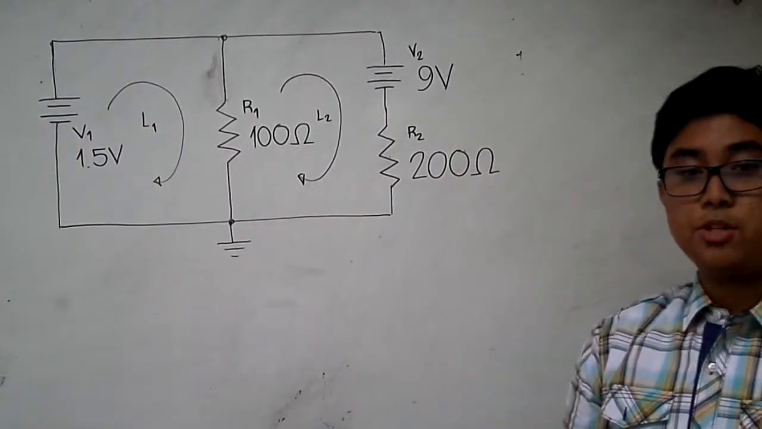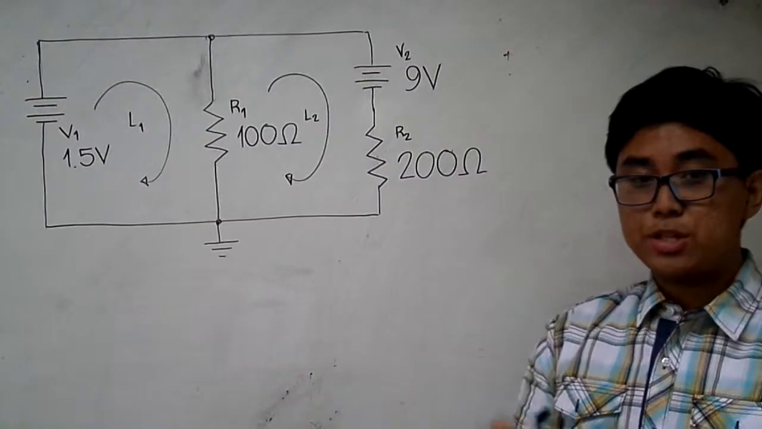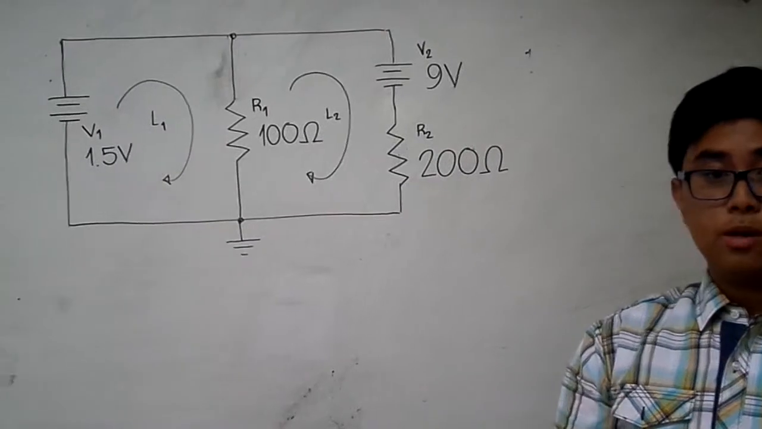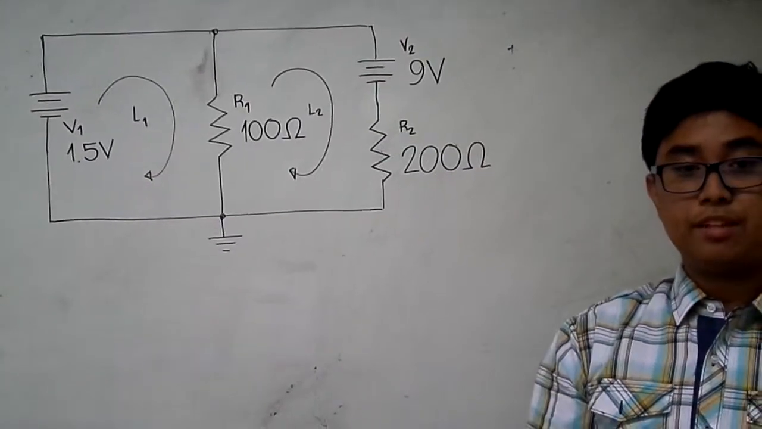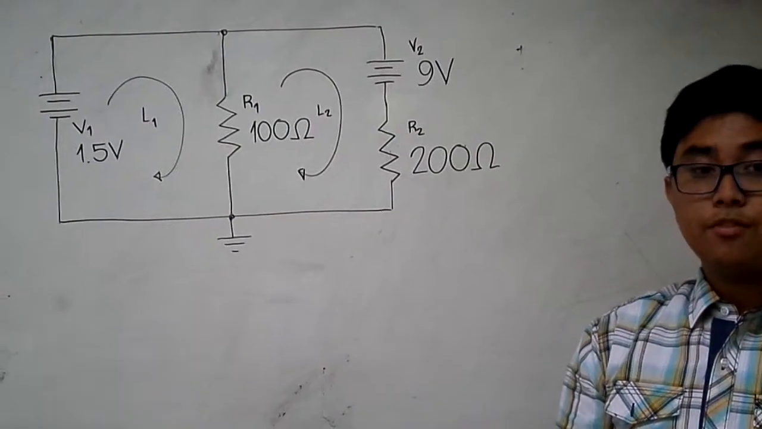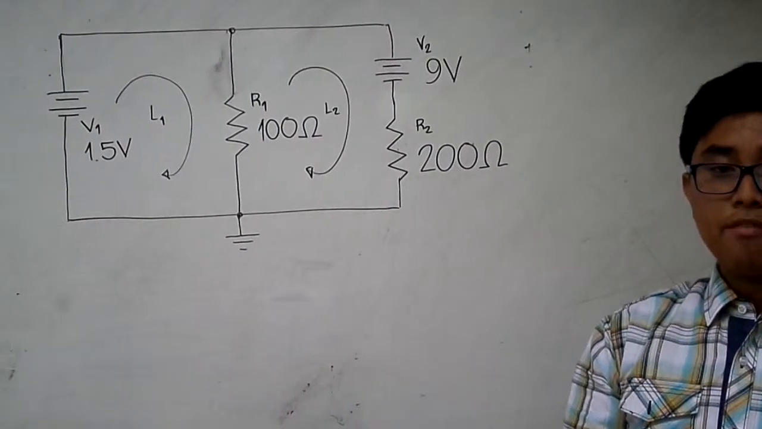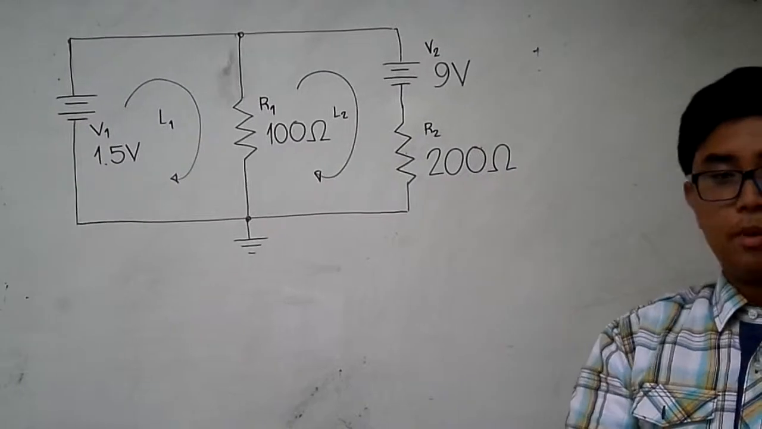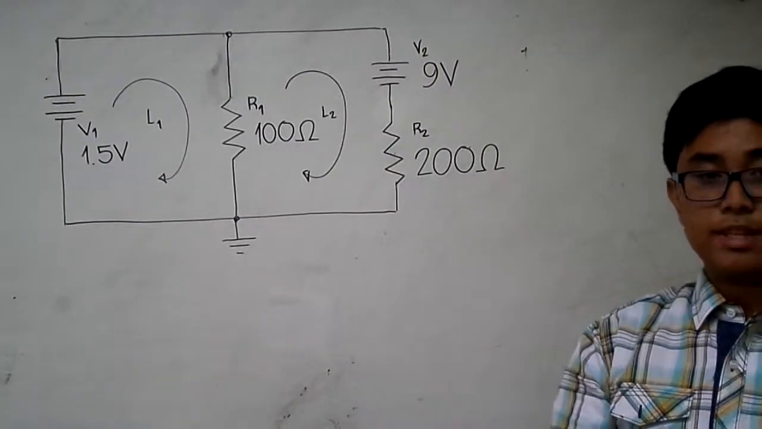So here is where the crucial part is. We must always remember when making equations, we must put into mind that in a closed loop, when the current travels from the negative to the positive polarity, the voltage is negative. However, if the current travels from the positive to the negative polarity, the voltage is positive.